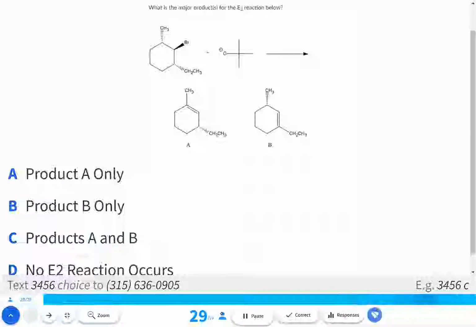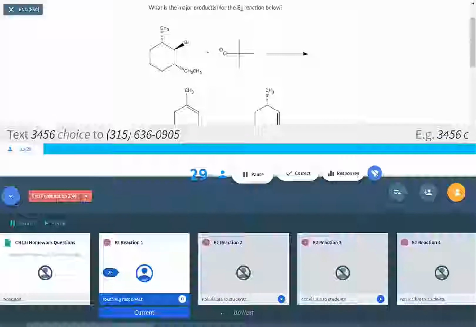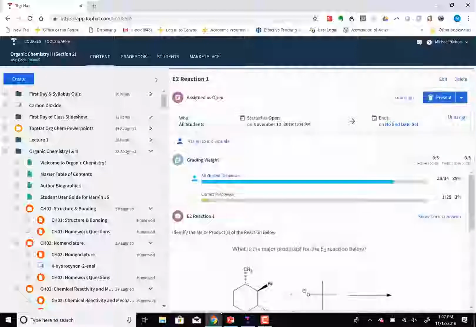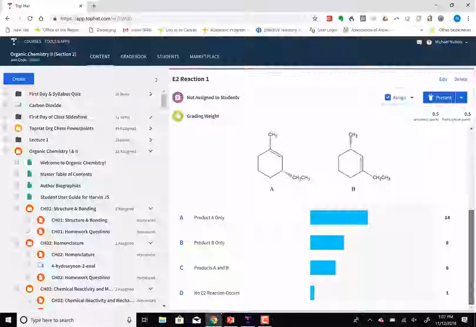Has everybody had a chance to answer? I count 29 people. All right, let's see what it says. We've got 14 A's, 8 B's, 6 A and B's, and 1 no reaction.